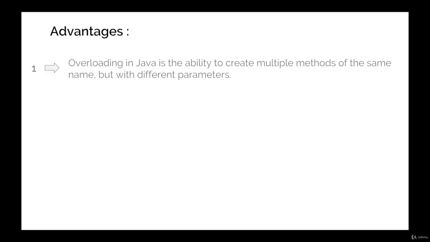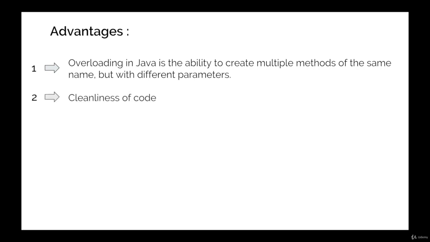Okay, so let's now take a look at some of the advantages of method overloading in object oriented programming. The first advantage is overloading in Java gives you the ability as a programmer to create multiple methods of the same name but with different parameters. And this is indeed a powerful thing for you as a software engineer.